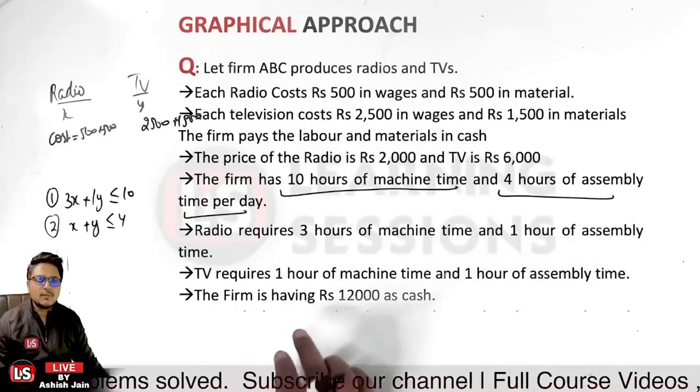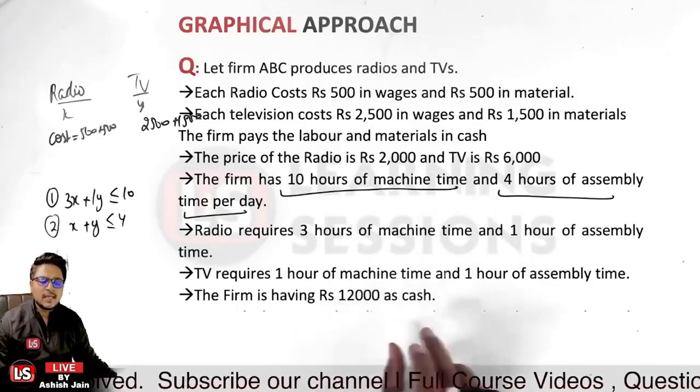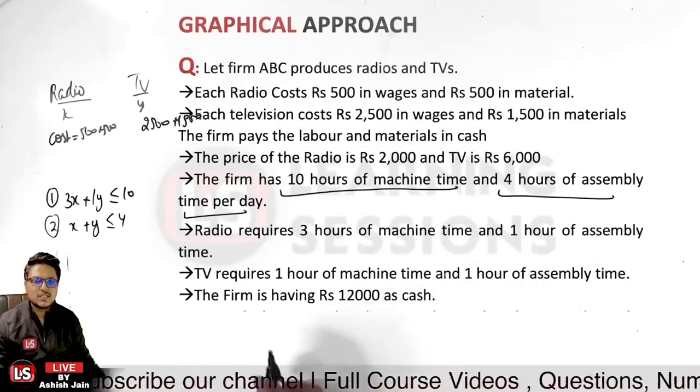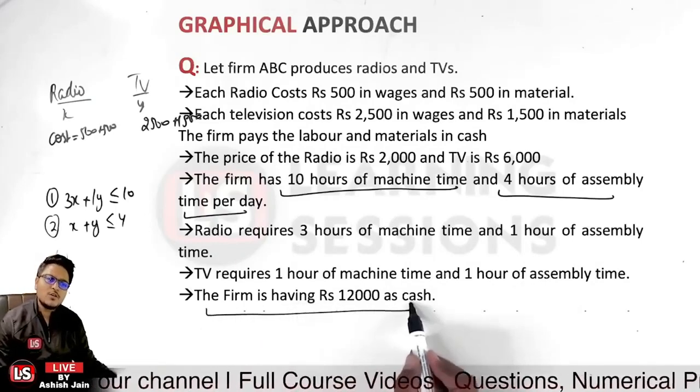Further, it is said that the firm has 12,000 as cash. The firm has 12,000 as cash, and that is related to what? That is related to the financial constraint we have.